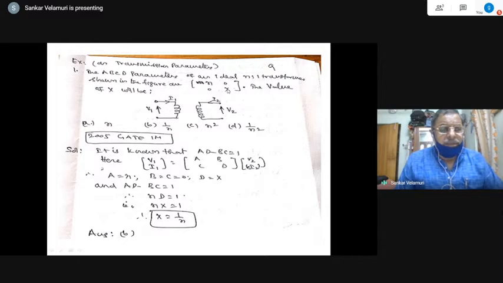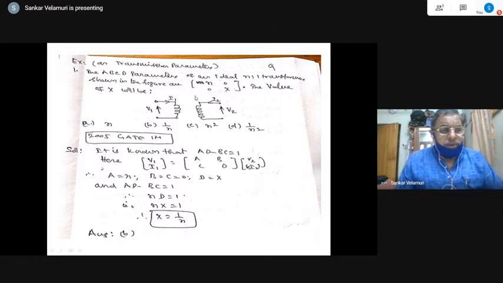I repeat, by the time you can make a guess, do not go through the solution directly. Try to make a guess of the answer and then I will explain anyway. The ABCD parameters of an ideal N is to 1 transformer shown in the figure are N, 0, 0, X. The value of X will be? So how do we obtain that? So the answers that are given are N, 1 by N square, 1 by N square.